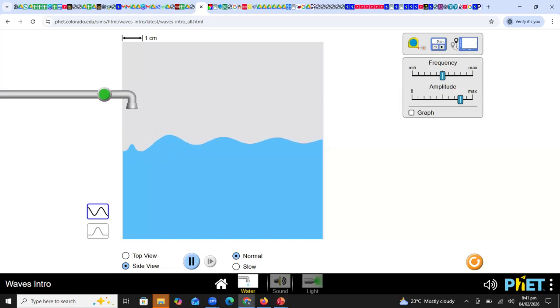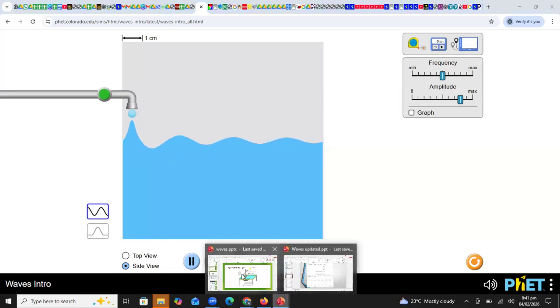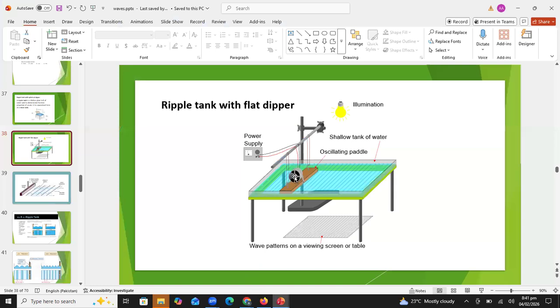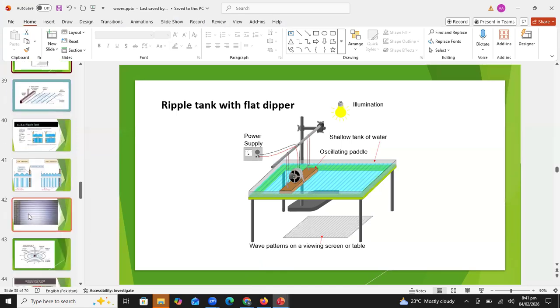Okay, let me show you my slides again. Basically, this dipper is moving up and down. When it moves up and down, it generates transverse waves, and these transverse waves move from the left side to the right side, and we can see the image of the transverse wave below this glass tray. Are you understanding the construction of the ripple tank, students?